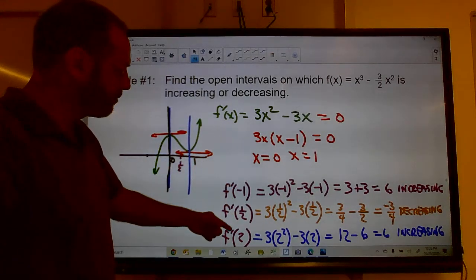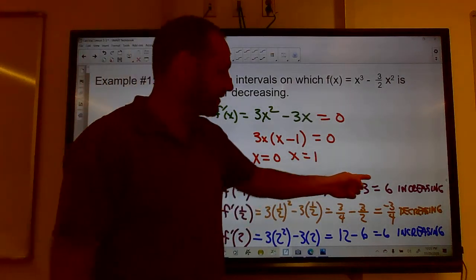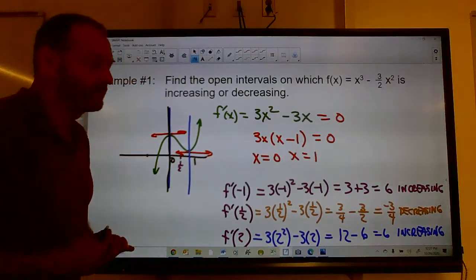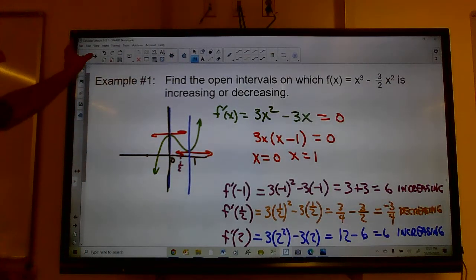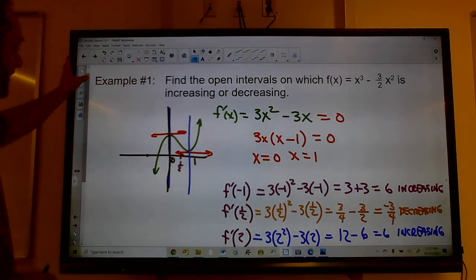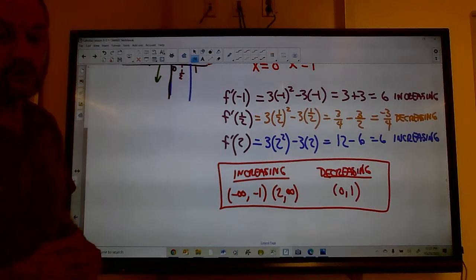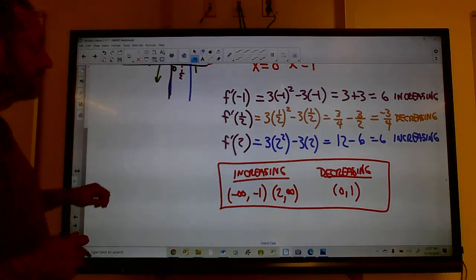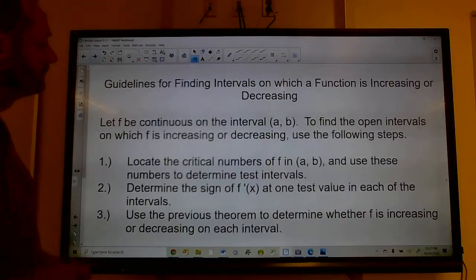I test points, numbers in those regions, and I determine, is the slope positive or negative? Okay, if it's positive, it's increasing. If it's negative, it's decreasing. And then I make sure to write those regions down, or the intervals. Make sure you use interval notation, please.